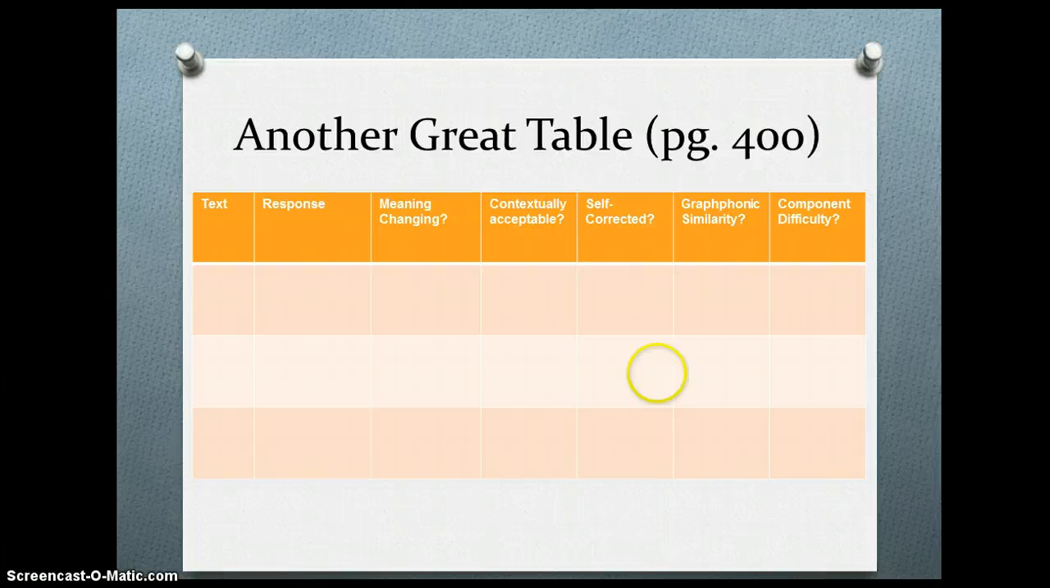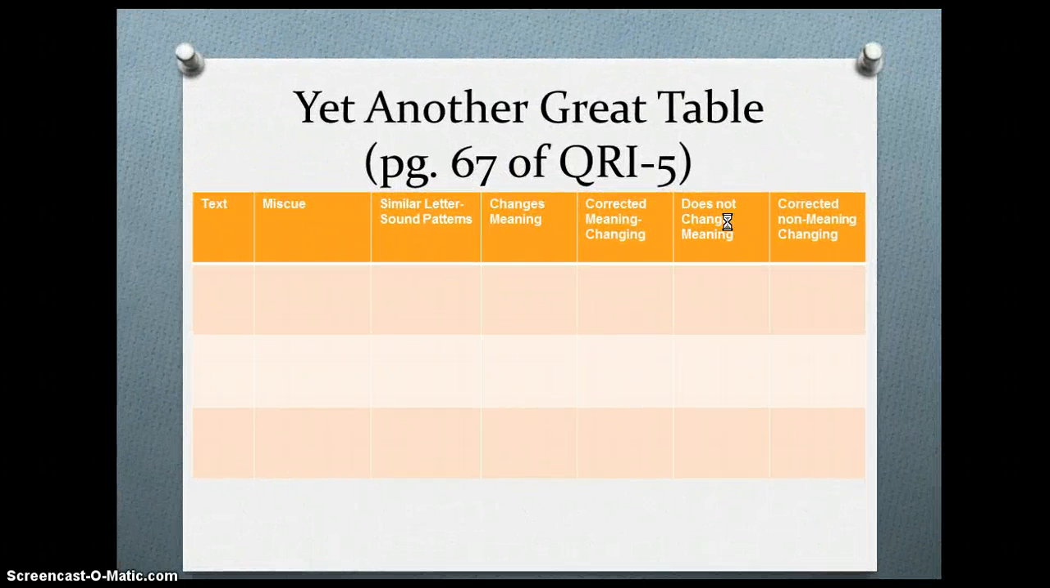Another great table comes from page 400 of your text, where you write the word in the text, how the student responded, and then analyze to see if it's meaning changing, contextually acceptable, self-corrected, graphophonically similar, etc. And actually, I prefer this table, which is from page 67 of your QRI-5. It really helps you analyze those miscues.